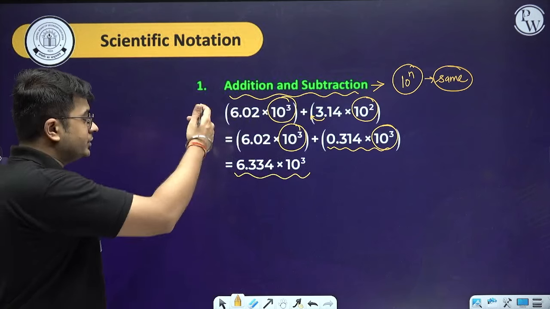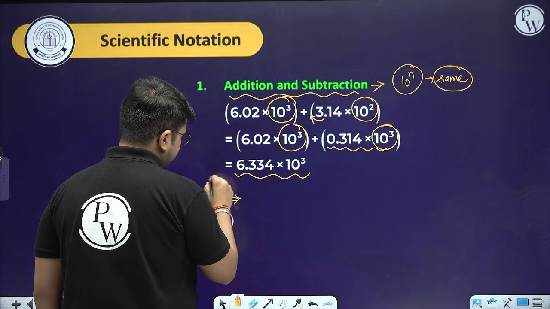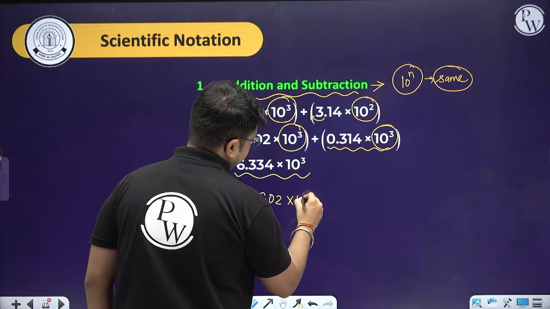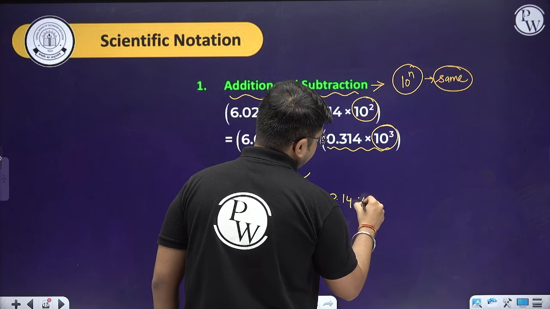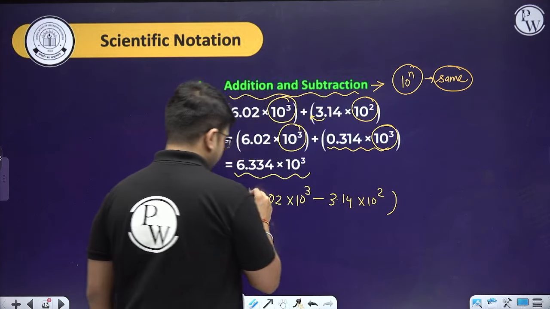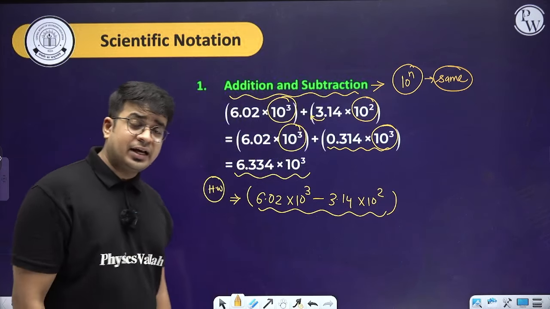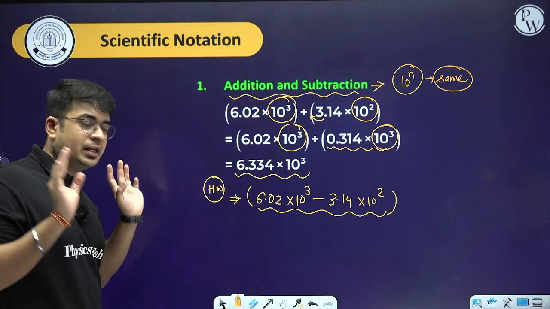Now you can do the same question. I am giving you the same question as homework. We have 6.02 multiplied by 10 raised to the power 3 minus 3.14 multiplied by 10 raised to the power 3. Just do it by yourself and let me know the answer in the comment box. Very simple question, very simple analysis.